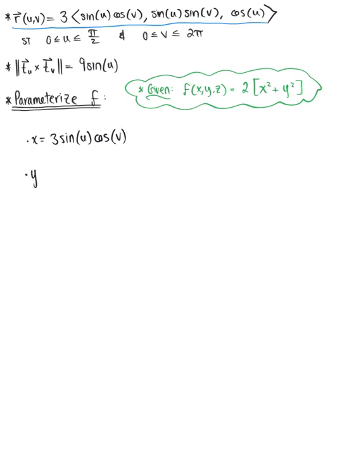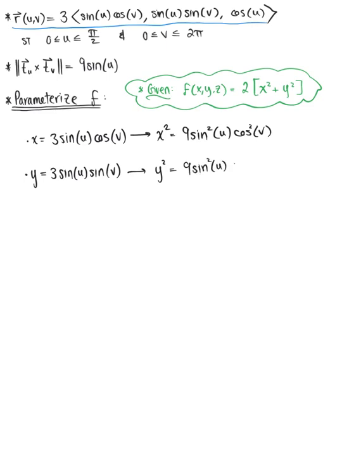And we can see that our y component is equal to 3 sine of u sine of v. So I'm going to simply square them here. So x squared is equal to 9 times sine squared of u times cosine of v squared. And then if we square both sides of y, we get y squared is equal to 9 sine of u squared times sine of v squared.